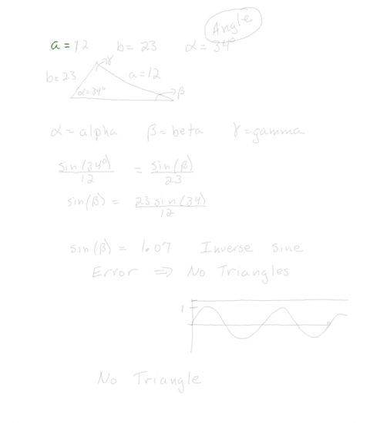Okay, so our problem looks like this. We're going to say side A is 12, side B is 23, and alpha is 34 degrees.